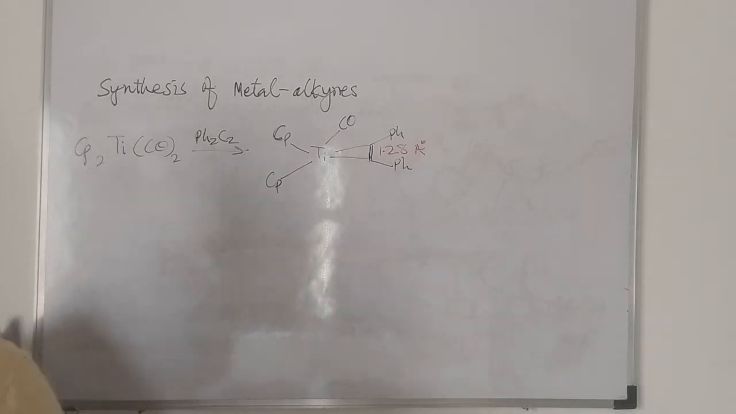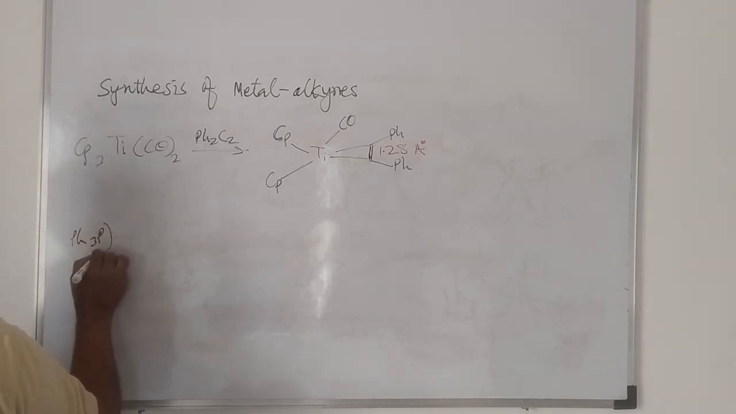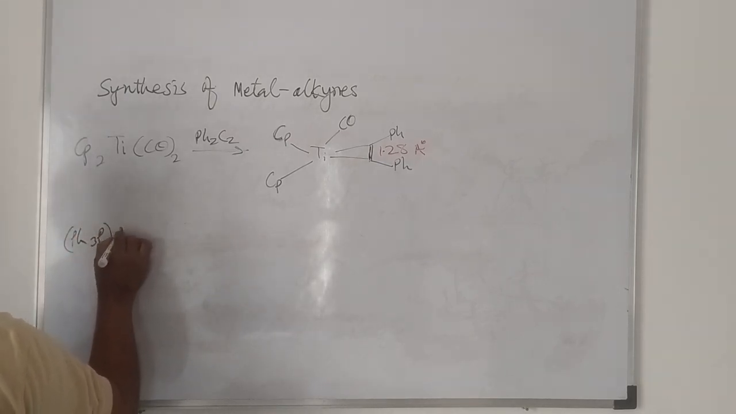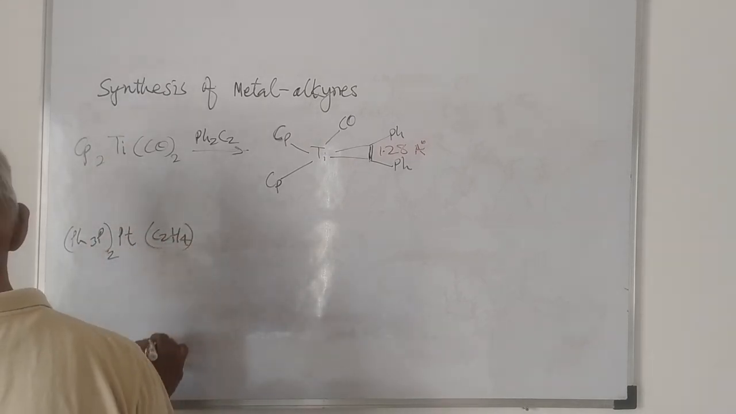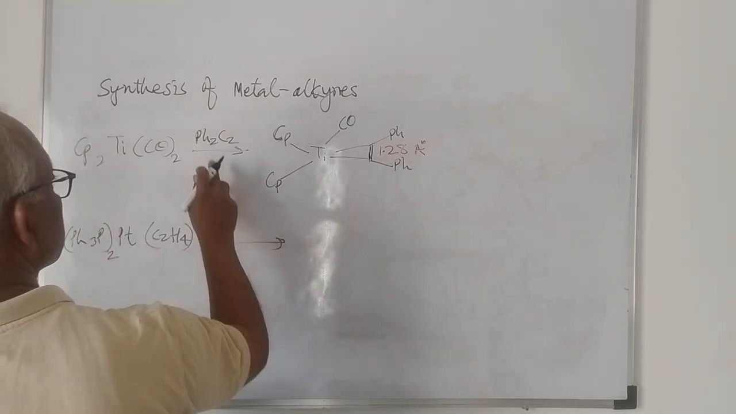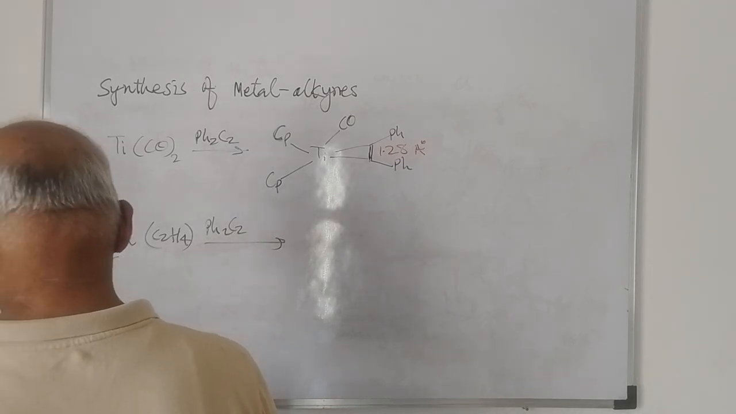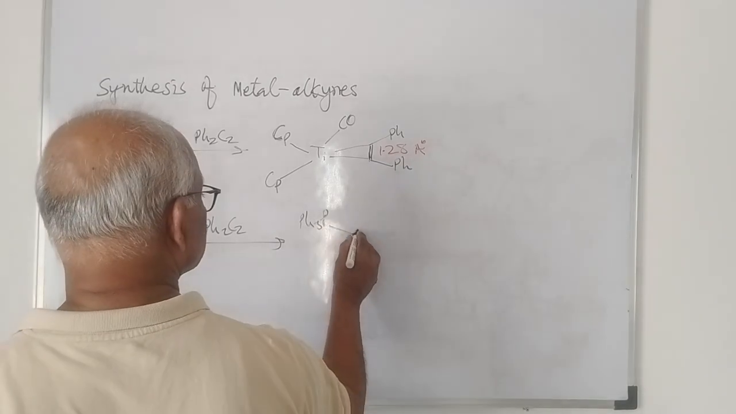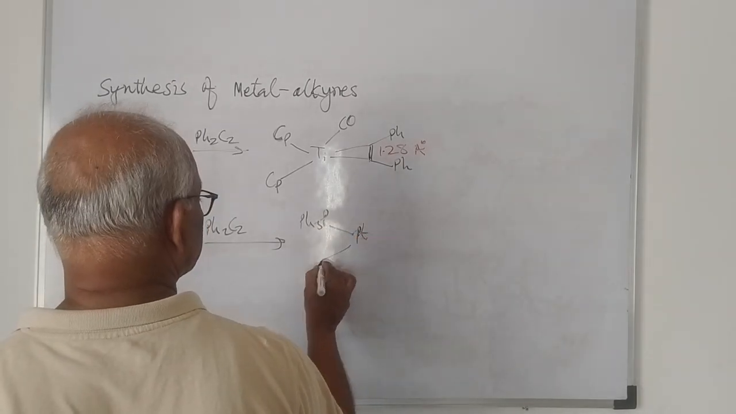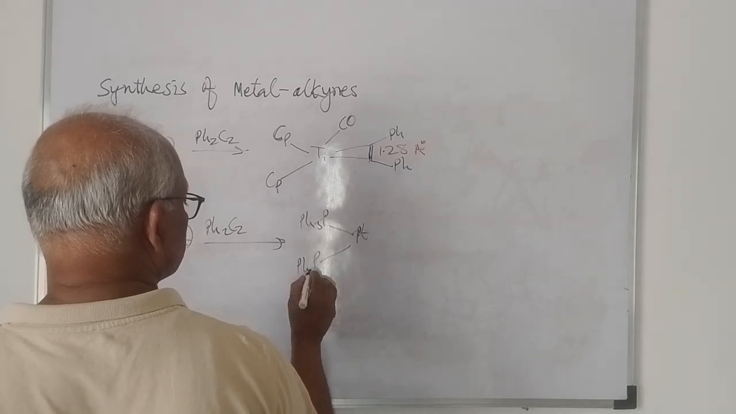The next example is triphenylphosphine platinum C2H4. So after reaction with this Ph2C2, it gives triphenylphosphine platinum triphenylphosphine.